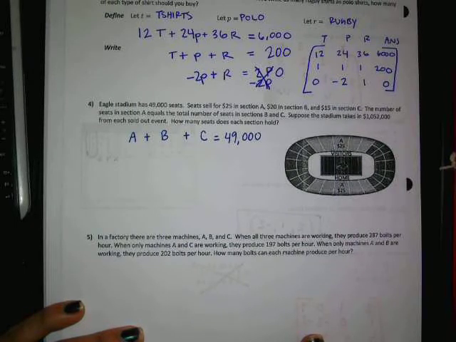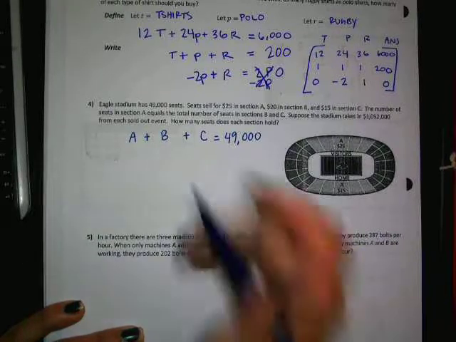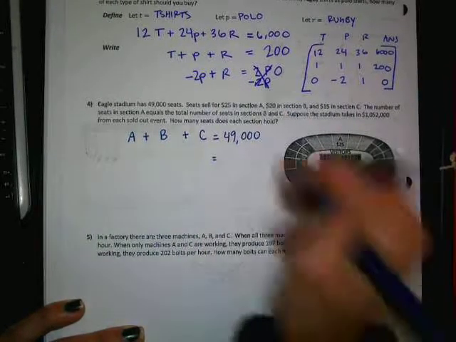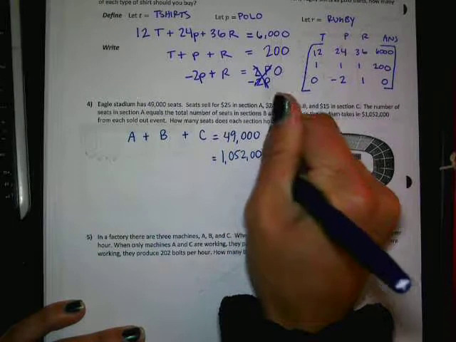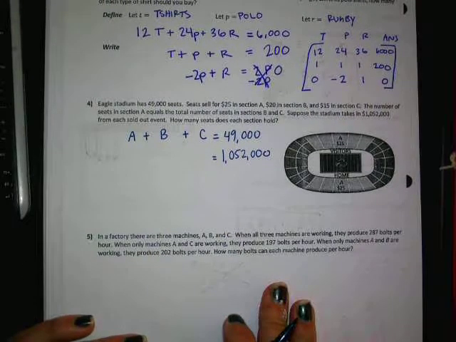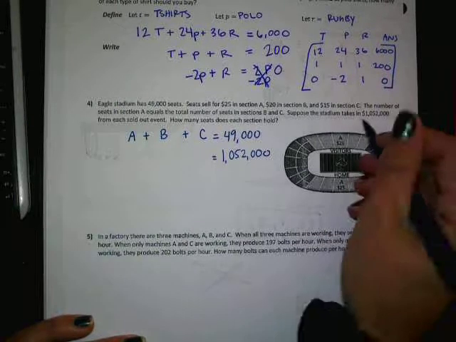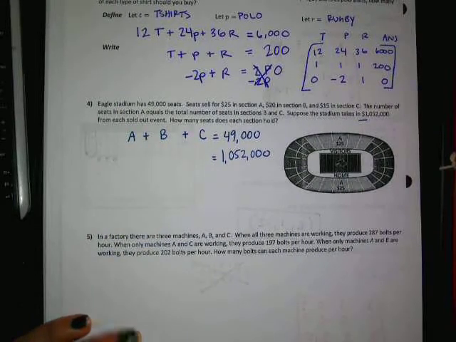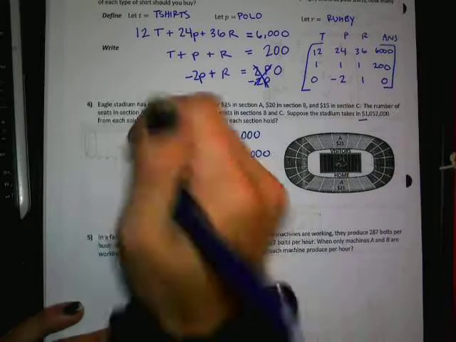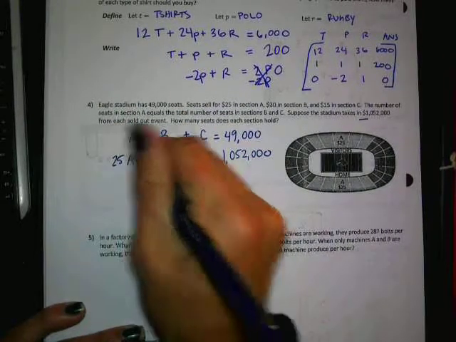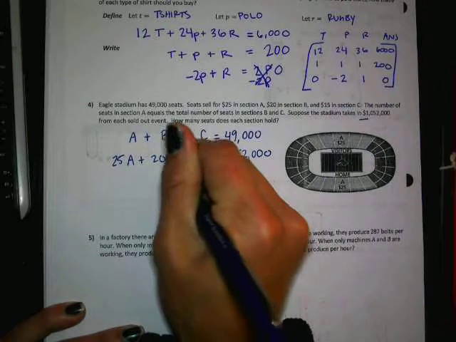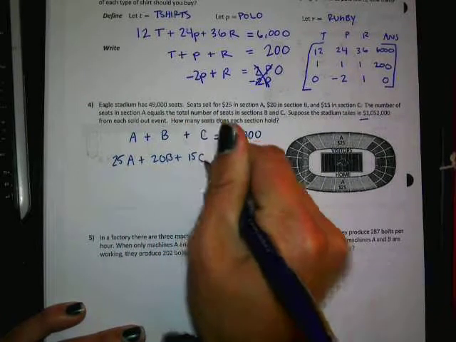All right, what's another one of my totals? 1,052,000. All right, so is that a money total? Sure is. So I need to have how much each of the seats cost. So how much do they cost in section A? 25A, 20B, 15C. Very good.